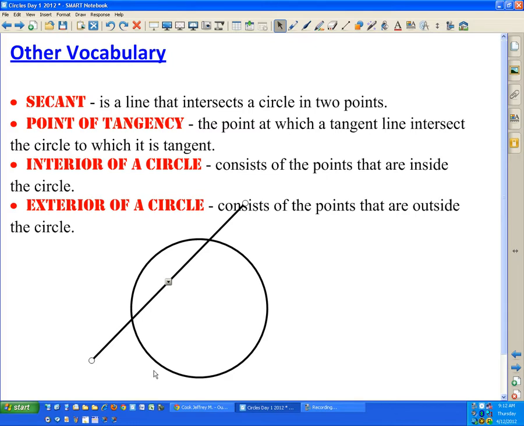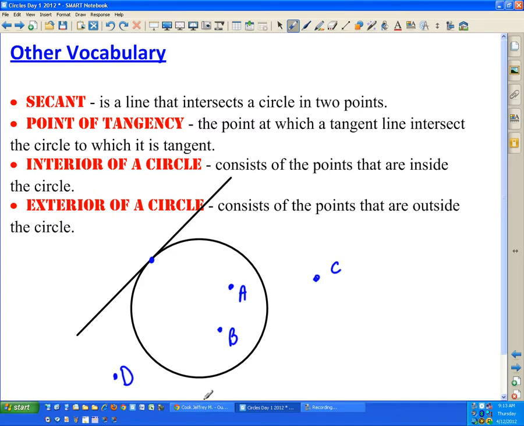but it still intersects at 2 points. So then a point of tangency is the point at which the line intersects the circle, which is tangent. So when you have a line that looks something like this, the point of tangency is a point right there where the line and the circle intersect at 1 point. Interior of the circle is points inside the circle. A and B are interior of the circle, and C and D are exterior of the circle. Those are our definitions that we need to make sure we get down. So pause it if you need to get these definitions down.